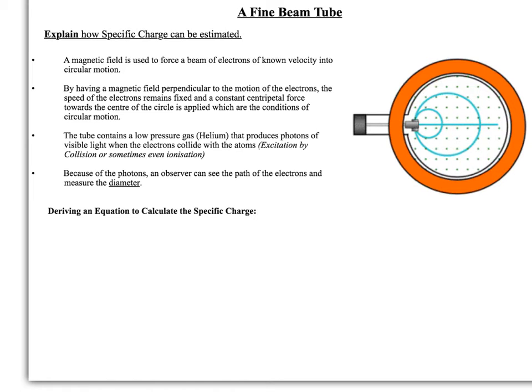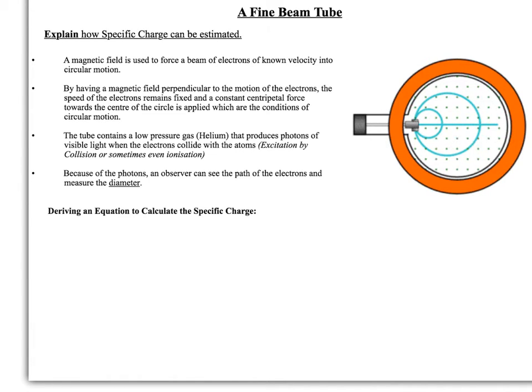Because it's perpendicular, it's going to have a force acting towards the centre, and because the electrons are going to be going at constant speed, we've got the two conditions we need for circular motion. So you get the electrons going in a circle, and the reason you can see them is because as they go round, they collide with the helium atoms in there. They cause them to be either excited or sometimes even ionized, and you get photons emitted, so you can actually see the path the electrons are taking.